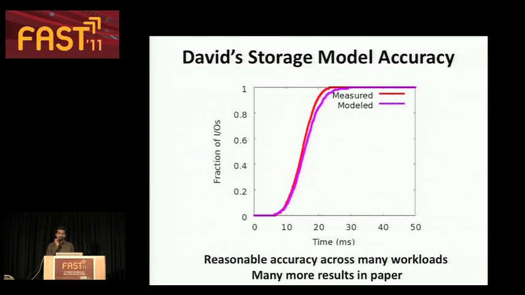To evaluate the accuracy of David's storage model, we ran several benchmarks on top of the storage model and plotted cumulative distribution frequency graphs and calculated the demerit numbers. This graph here is from one such workload. This is not so well. We had much better workloads. The y-axis is the fraction of I/O requests that got completed in the time that the x-axis specifies. More results on the accuracy of storage model are in the paper.